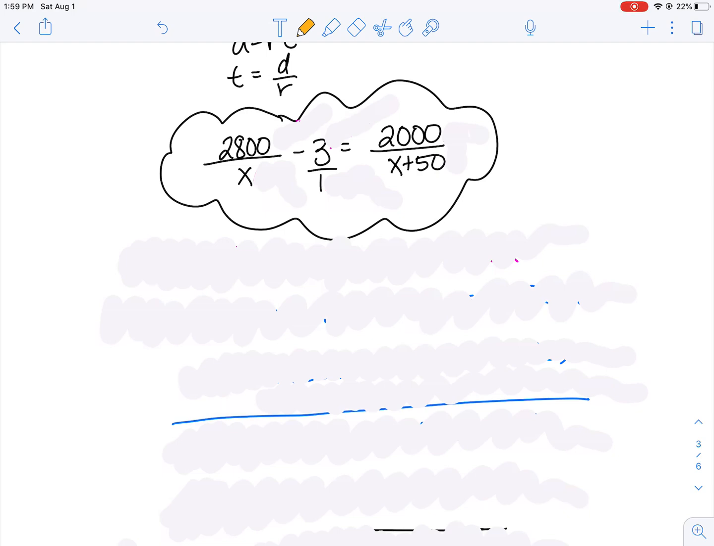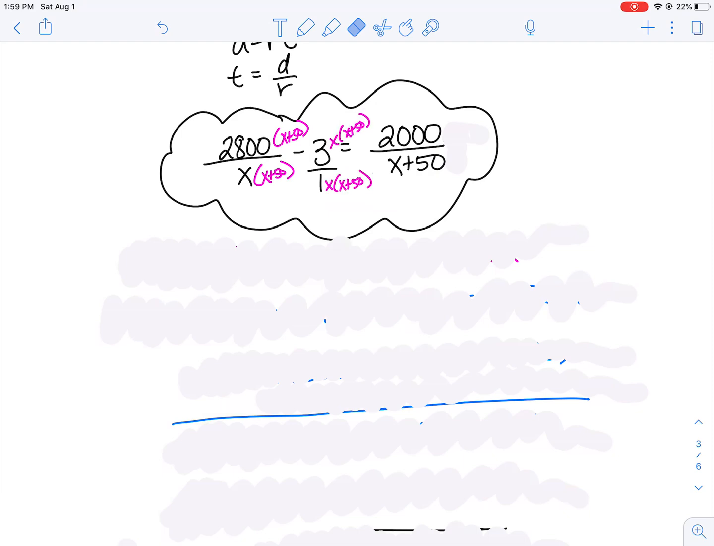All right, the first fraction, my 2,800 over x, only has an x in its denominator. It still needs an x plus 50. So let's multiply that to the top and the bottom. The middle fraction, the 3, or can I say 3 over 1, only has a 1 in its denominator. So it needs both. It needs the x and the x plus 50.